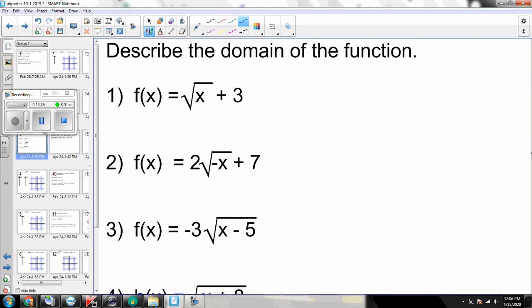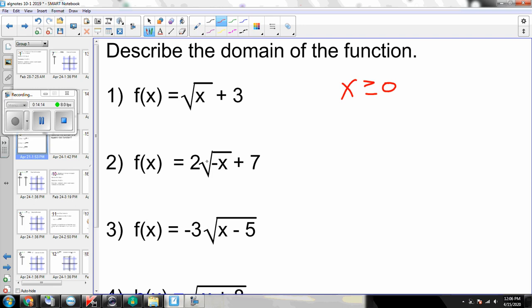On number 1, they're asking me, what numbers could x equal? Well, I'm noticing I'm taking the square root of x. When I take the square root of a number, that number has to be 0 or higher. I cannot take the square root of a negative number. So x must be greater than or equal to 0. So the domain would be all real numbers greater than or equal to 0.